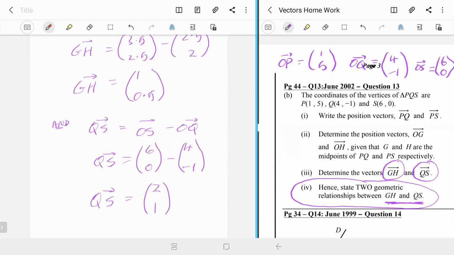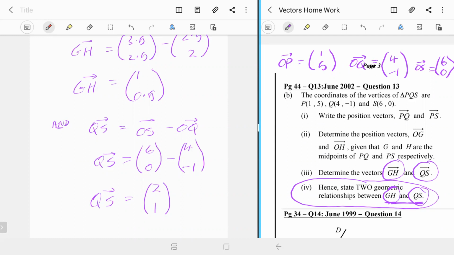Geometric has to do with parallel, perpendicular, the relationship of the lengths. If the question asks for two geometric relationships between two lines, one will be that they are parallel, and the second one will be how much longer one is than the next one. I can express the length as a ratio. So the second relationship to always look out for is how long one is compared to the next, or the ratio of the lengths.